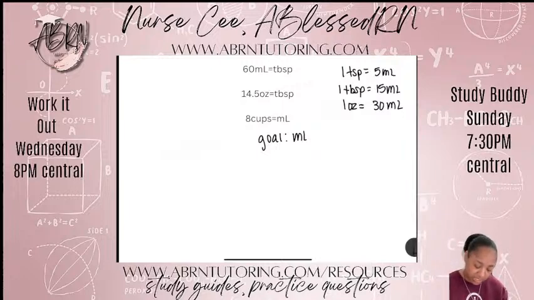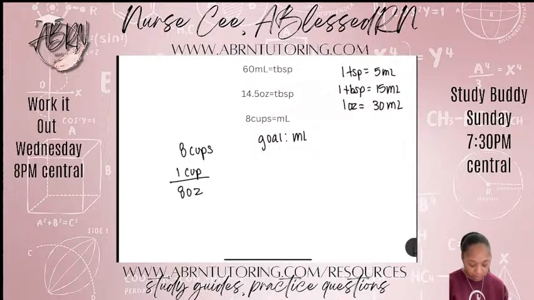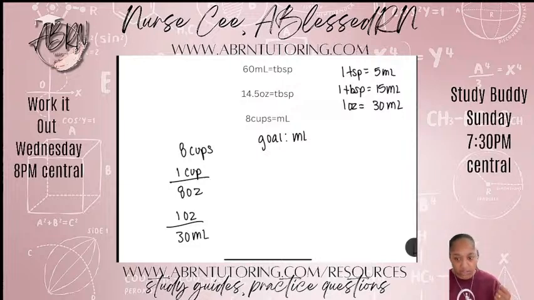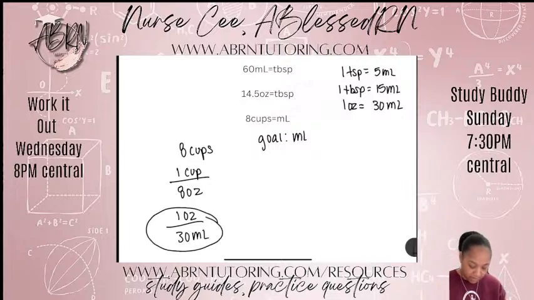So let's see. Goal is milliliter. So our cups, 8 cups. We know that 1 cup is 8 ounces, and I know that 1 ounce is 30 ml. So once again, puzzle pieces. If I'm looking for milliliters, I'm starting with milliliters. This one.